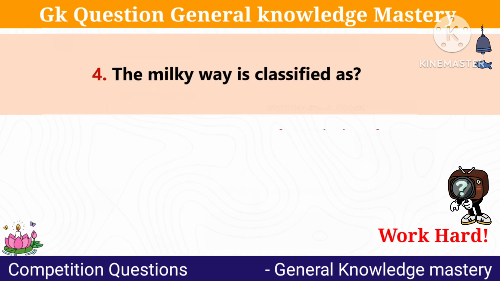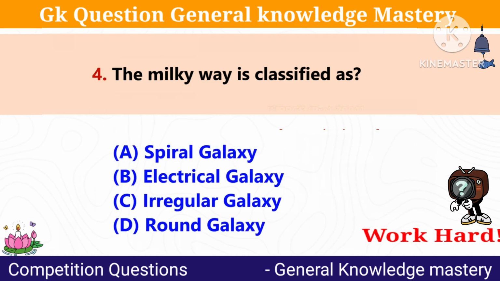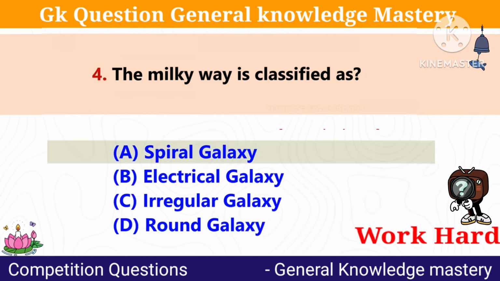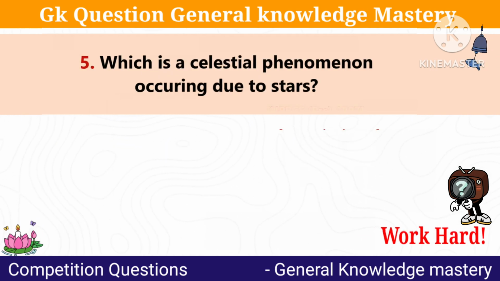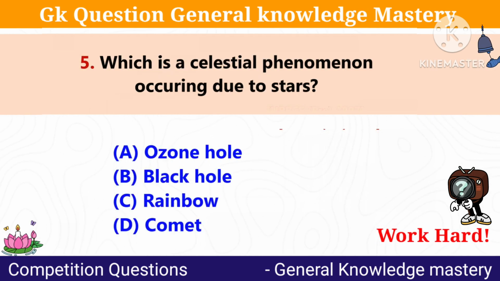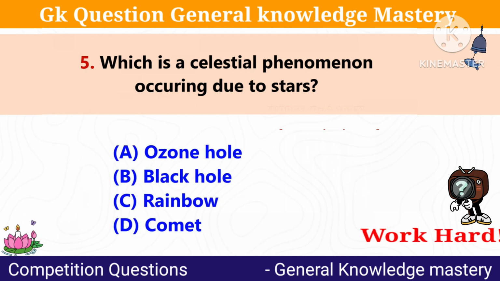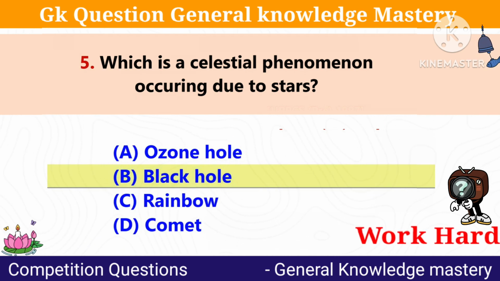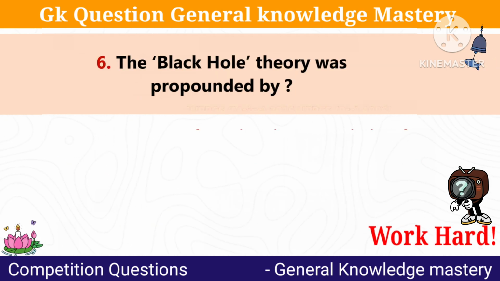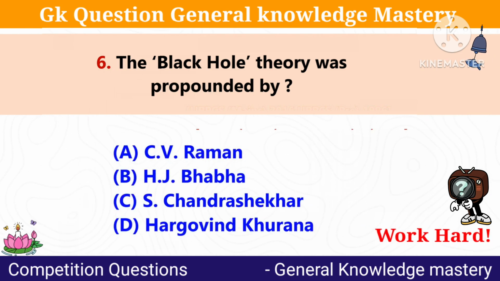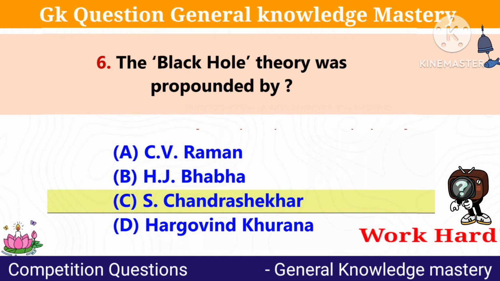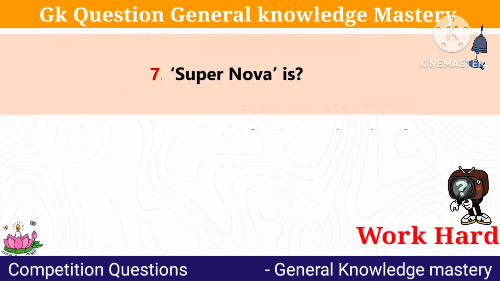The Milky Way is classified as? Answer: spiral galaxy. Which is the celestial phenomenon which occurs due to stars? Answer: black hole. Question 6: The black hole theory was propounded by? Answer: S. Chandrasekhar. The supernova is?